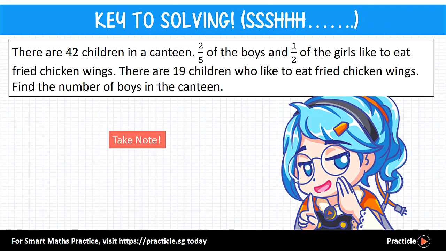Now let's learn how to solve simultaneous questions. Before we do that, let me fill you in on a secret, okay? The key to solving such questions is to make use of a common multiple to make the unwanted items disappear.